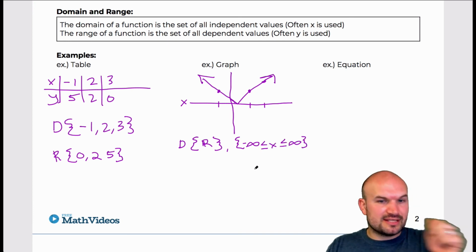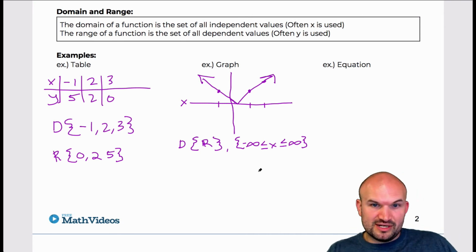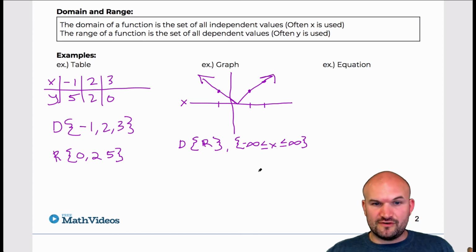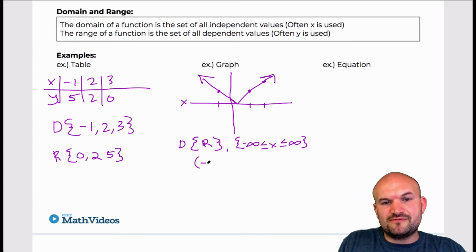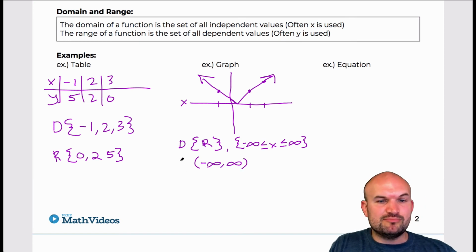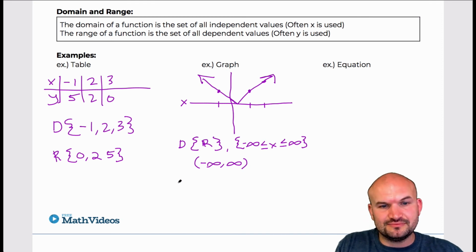But usually the preferred way is using interval notation. So basically saying, what is the farthest point to the left and the farthest point to the right. So the preferred method, which we'll be using mostly in this class, is from negative infinity to infinity. And again, for infinity we're using parentheses because infinity is not a number, so it's actually not defined.